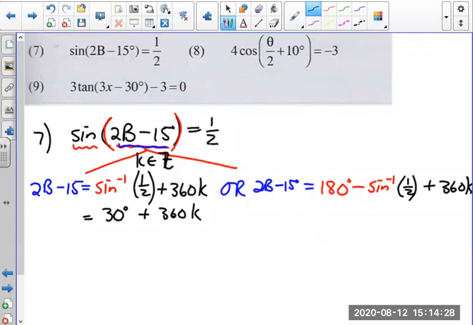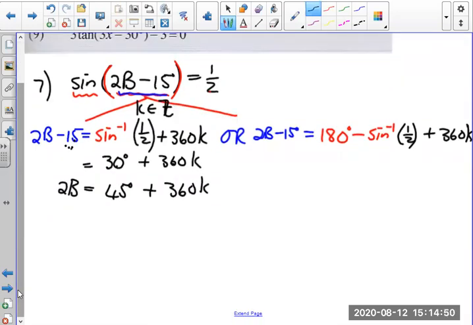I'm just going to finish this side. So now I take the minus 15 to the other side. So 2b equals 30 plus 15. To get rid of the minus 15, you plus 15. So 30 plus 15 is 45 plus 360k.